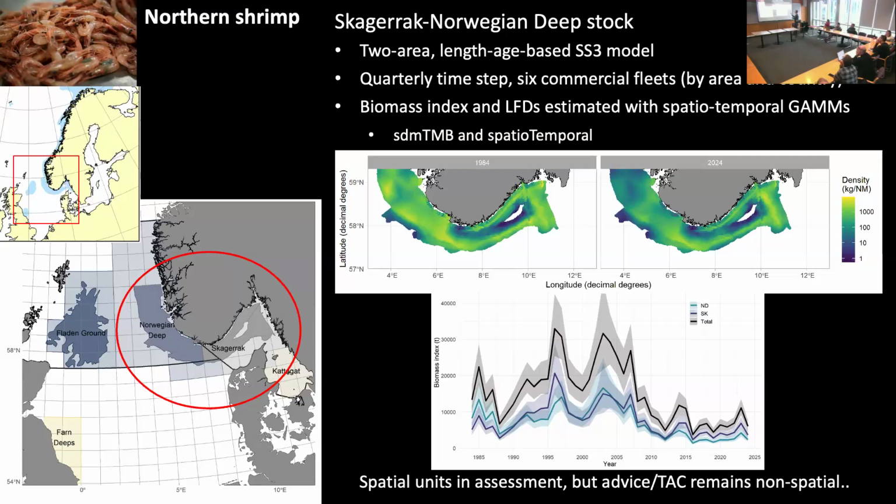And one thing that we can see there, if we look at the changes over time, is that the Norwegian deep areas declined much more than the stock right here. So you see some spatial shifts there. The Norwegian deep used to be actually the part where we had more biomass, but nowadays it's this cover up. There's not that much left.